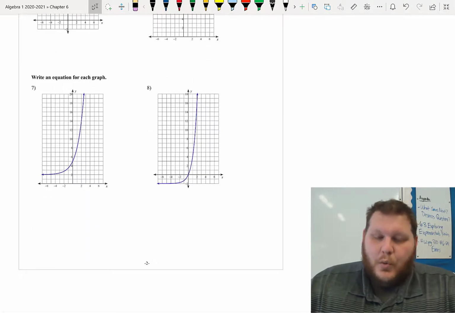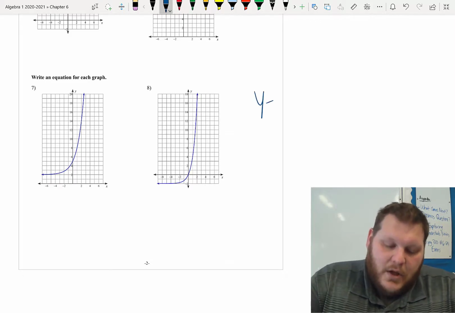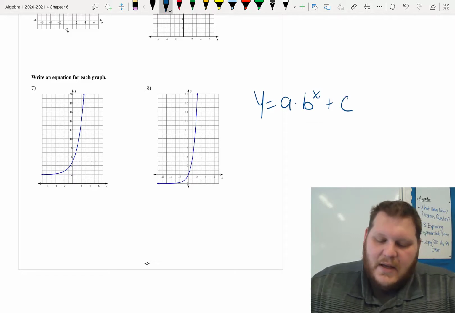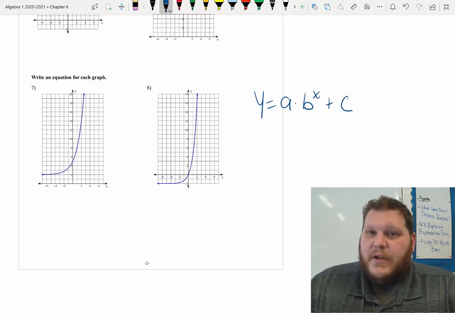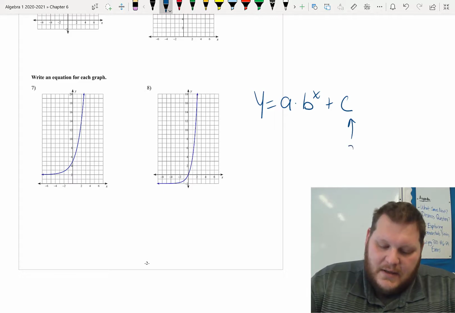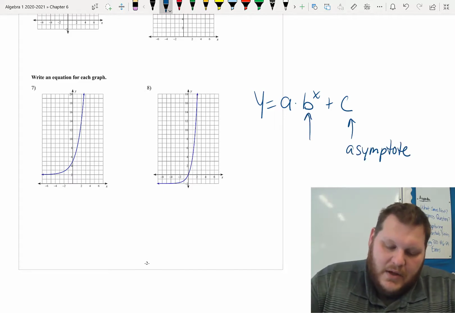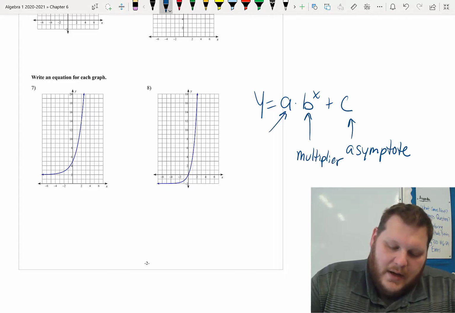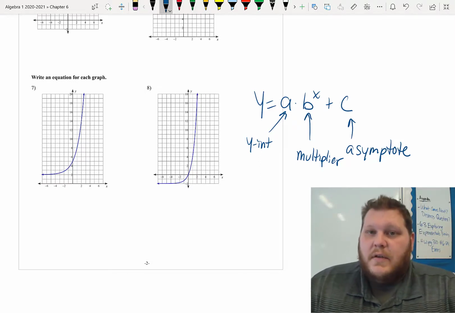7 and 8 are working backwards, so now you're given the graph and you're trying to write the equation. Again, focus on what you need to know. We've got y equals a times b to the x power plus c, where c is your asymptote, b is your multiplier, and a is your y-intercept relative to the asymptote.